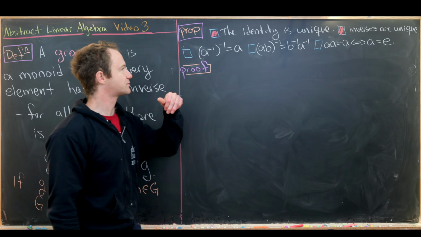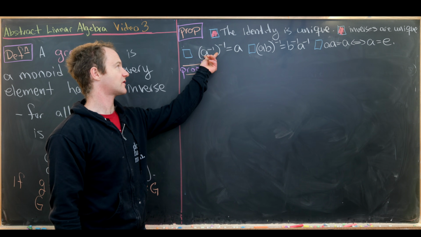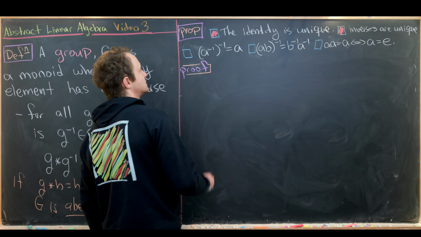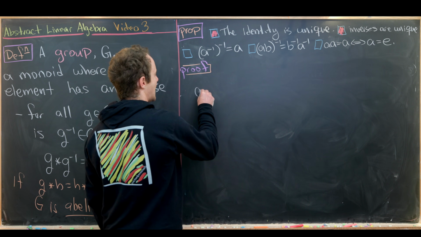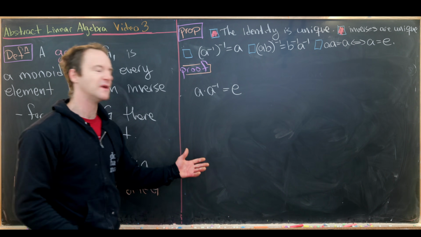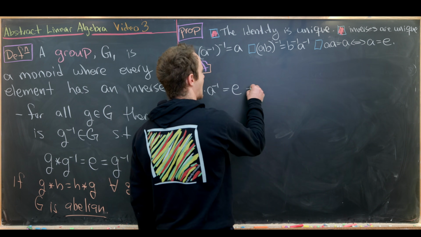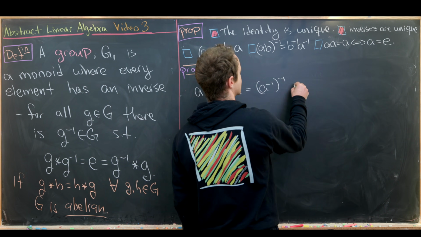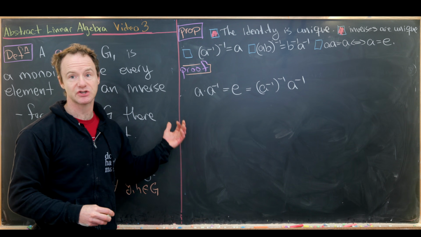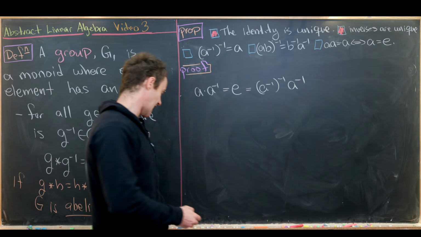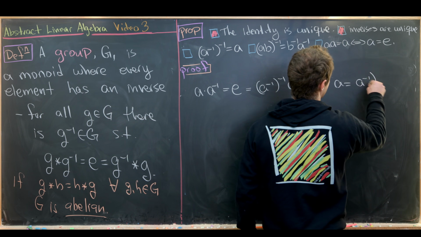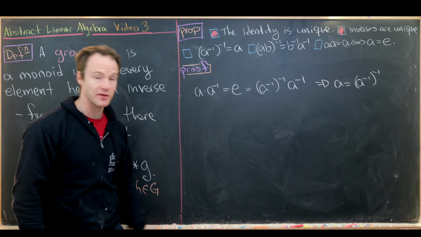Okay, now let's prove this third one, which says the inverse of A inverse is back to A. Okay, so let's get going. So let's start by observing that A times A inverse is equal to the identity. But then that's also the same thing as A inverse inverse times A inverse. But now we can use our cancellation rule that we did before to cancel the A inverse from both sides, and we'll be left with A equals A inverse inverse. That's really all there is to this one.